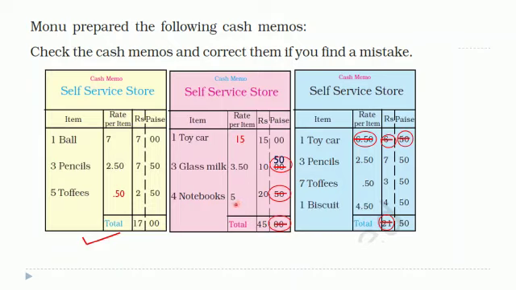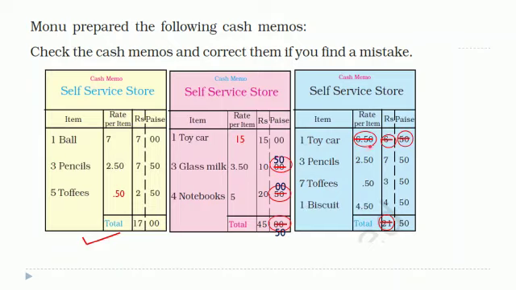Same way, 4 notebooks, 1 notebook is 5 rupees. So the cost of 4 notebooks is 5 fours are 20 rupees. So paise is 0 here. Now we will add 0 plus 0 plus 0 is 0. Then here 0 plus 5 plus 0 will come 5. So we will get here 50. And then here 5 plus 0 plus 0 is 5. And 1 plus 1 plus 2 is 4. So this is correct. So the total cost is 45 rupees and 50 paise.